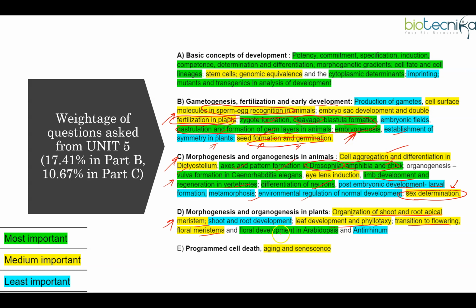Okay. And what is important in plants, most of the times questions come from this only, that is floral development in Arabidopsis. Subunit E is actually a part of unit 4, which is programmed cell death. However, you can study a little bit on aging and senescence as well, because sometimes they might give a question, maybe in 2 to 3 years there may be one question. So again I'll tell it as a medium important topic.